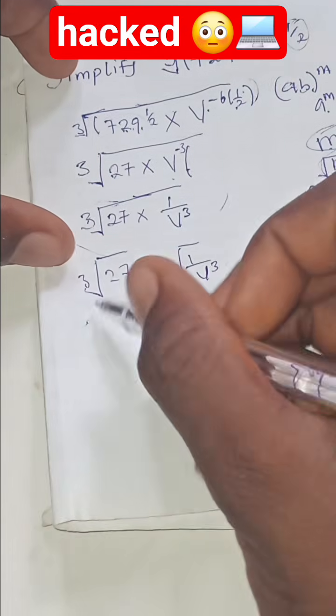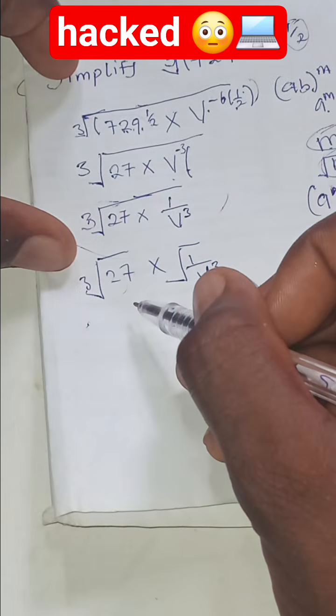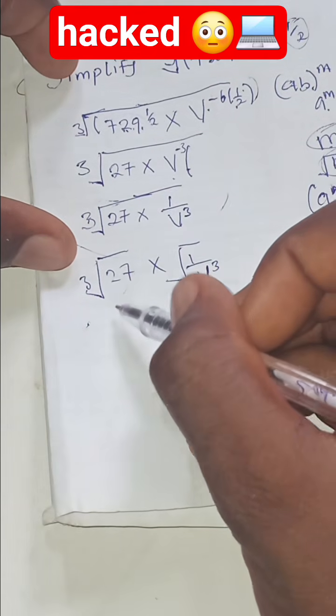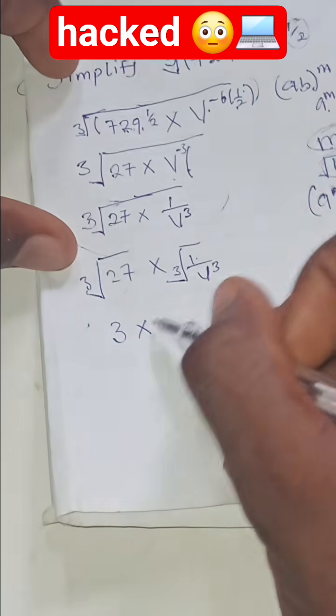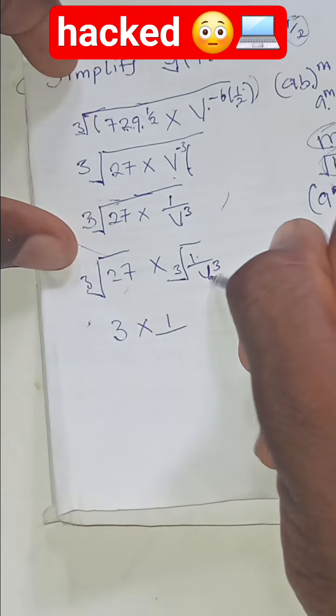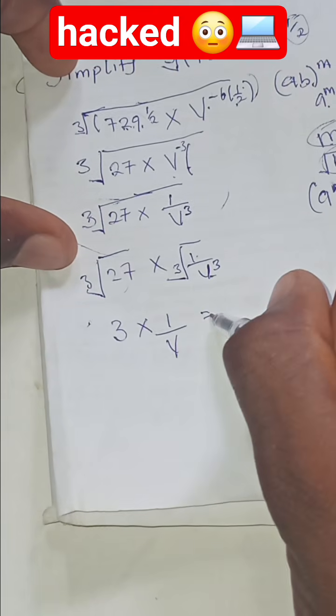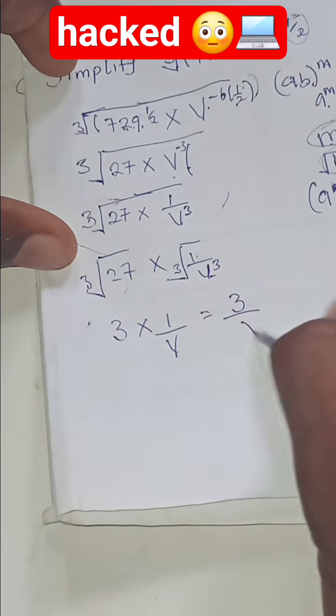So from this point, I'm going to be having the cube root of 27, which is 3 numbers that can give 27, which is 3 times 3 times 3. So we're going to be having 3 here. Then cube root of 1, which is going to give me 1, all over cube root of v raised to the power of 3, which is going to give me v. So from this point, my answer is going to be 3 all over v.